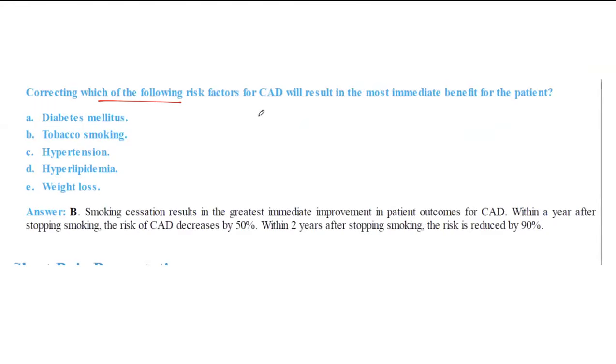Important. Which one of the following risk factors for coronary artery disease will result in the most immediate benefit for the patient? From time to time, you will get this kind of question in the exam. If the patient does one of these five, they will get immediate benefit, which is smoking. If a patient can stop smoking, which is a major risk factor, it can give immediate benefit. So a lot of things to remember in these questions. What's the most important risk factor? What's the most common risk factor? What's the worst risk factor? And what can give us immediate benefit if the patient can manage it? That's stopping smoking.